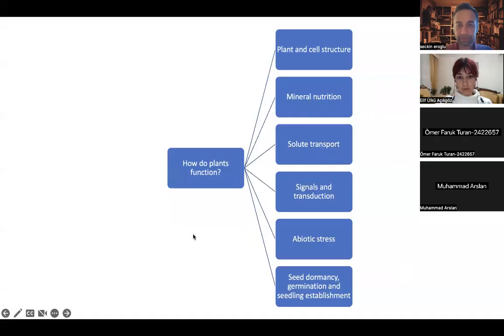Okay, let's share the screen. Okay, guys. This is the general scheme of what we were covering, just to remind you. And last week we were talking about mineral nutrition. You will have a quiz, if you remember, on plant and cell structure and also on mineral nutrition next Tuesday, and it will be a face-to-face lecture.